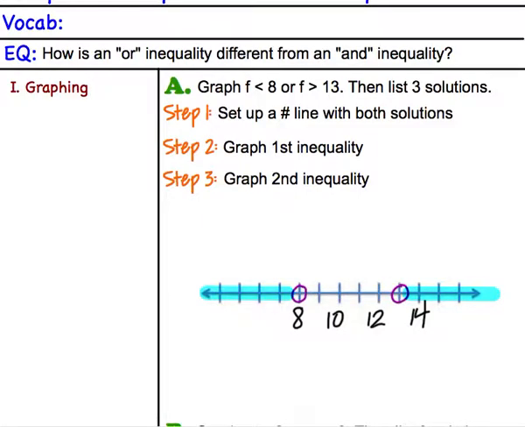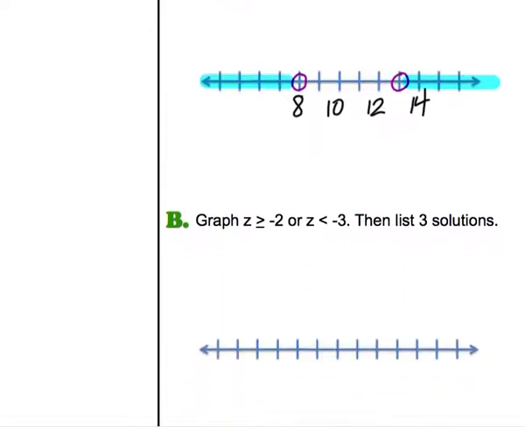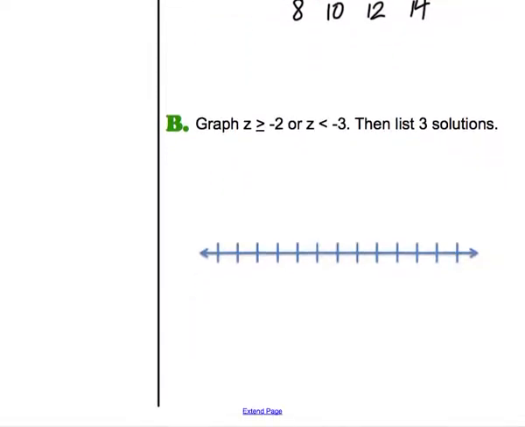So let's go ahead and take a look at this next example. We have graphing z is greater than or equal to -2 or z is less than -3. So the first thing we're going to do is do our number line. And I've got -2 and -3. Remember, more negative to the left, less negative to the right. And because they're so close together, I'm going to space them out and give them some air to breathe.